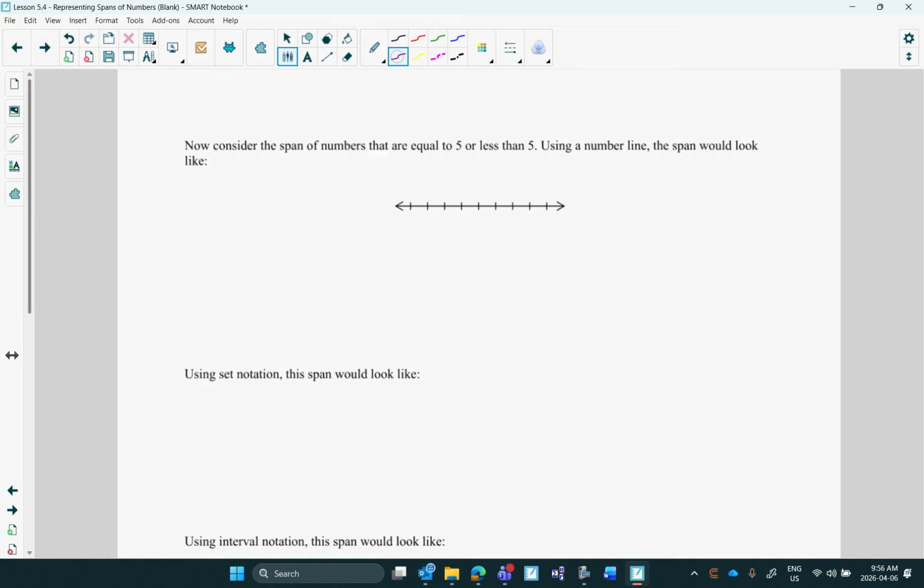using number line? Well, first of all, I'll start 0, 1, 2, 3, 4, 5. How do I show everything less than or equal to 5? So what would I put at the 5? Closed off? Yeah. Because I include it. And everything less than that. Remember how we did it? An arrow to the left. That's it.